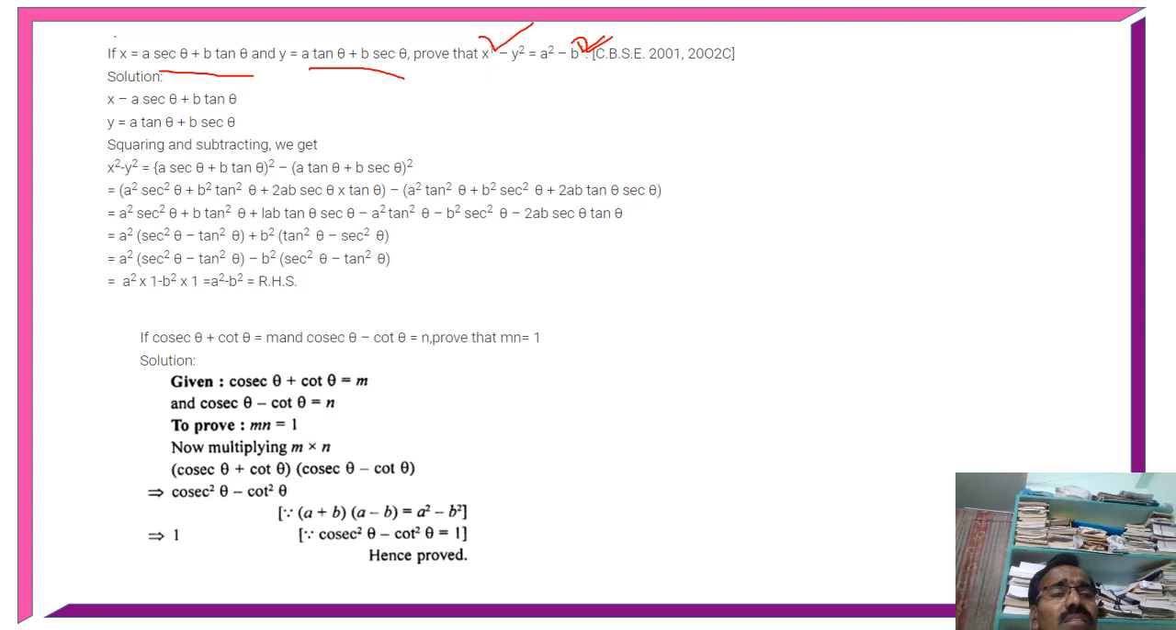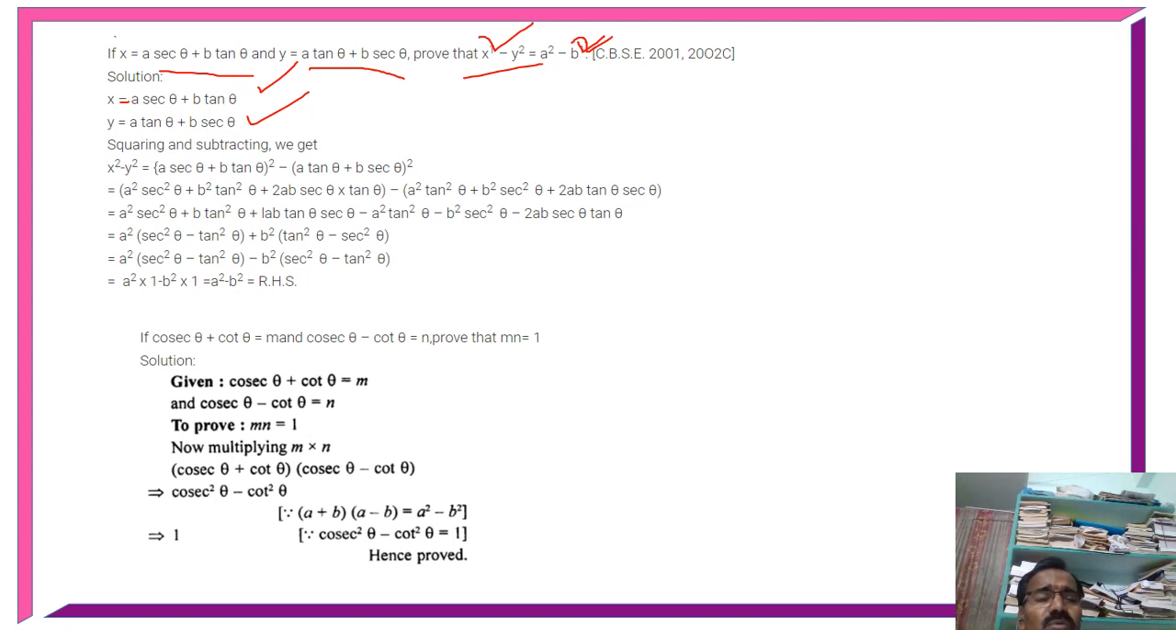X is given as a secant theta plus b tan theta. Y is given as a tan theta plus b secant theta. Equation 1, equation 2. Squaring on both sides and subtracting, x square minus y square. Or else take LHS. LHS equals x square minus y square. X is a secant theta plus b tan theta whole square minus a tan theta plus b secant theta whole square. Already I said we can do any approaching method. We took LHS, we substituted x value, y value, and simplified.